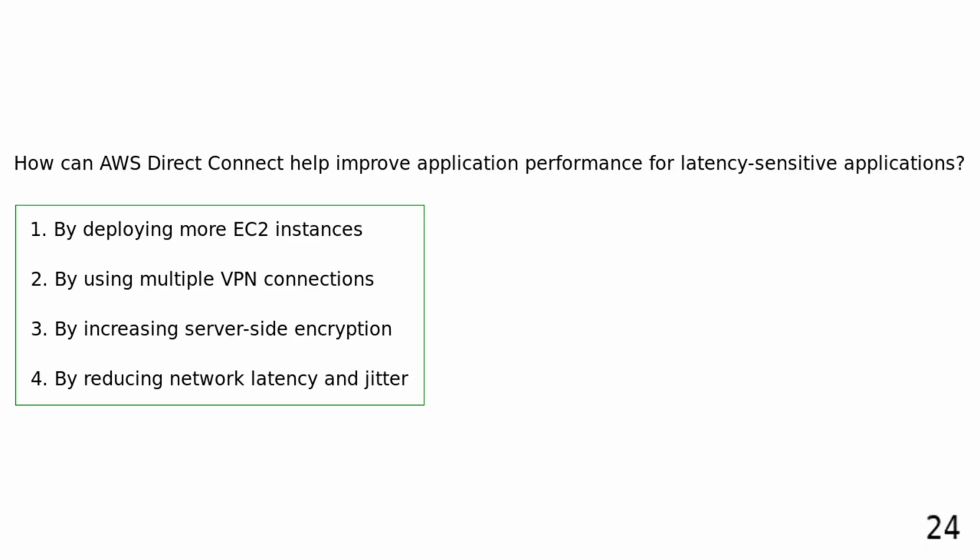How can AWS Direct Connect help improve application performance for latency-sensitive applications? By deploying more EC2 instances. By using multiple VPN connections. By increasing server-side encryption. By reducing network latency and jitter.